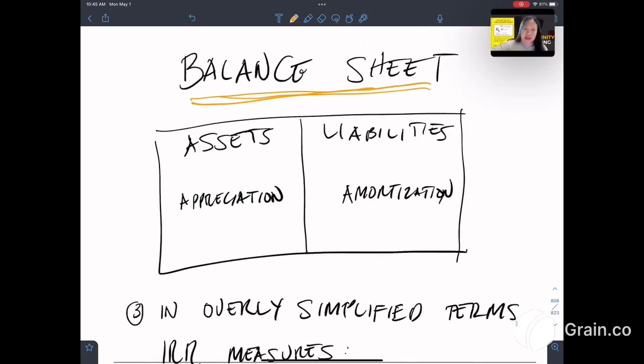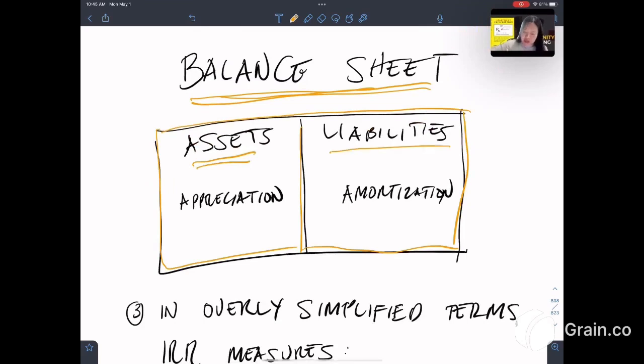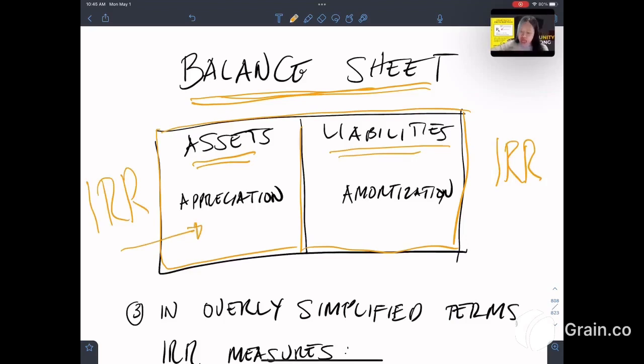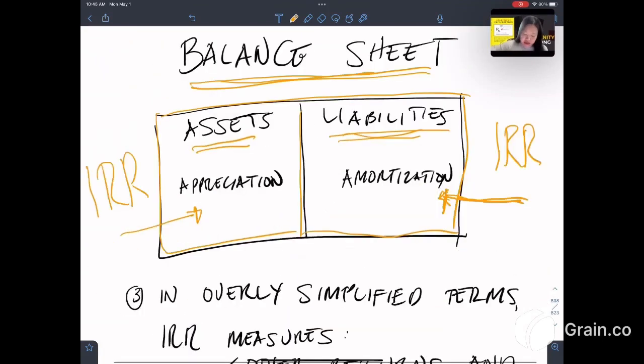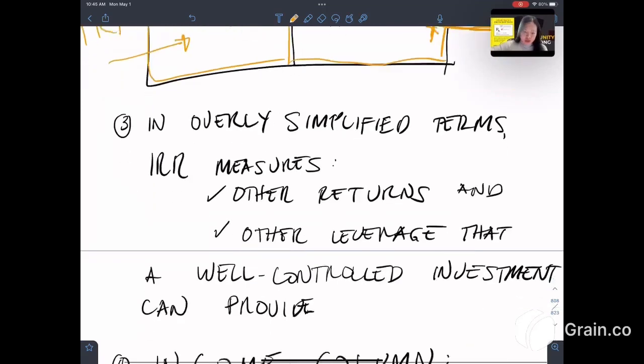Now, on the balance sheet, as we remember, the balance sheet contains assets, the asset column, and the liabilities. When we talk about internal rate of return, assets means your appreciation, and the liabilities for the internal rate of return are called amortization. I'm going to be using this table a lot when I explain more on internal rate of return.